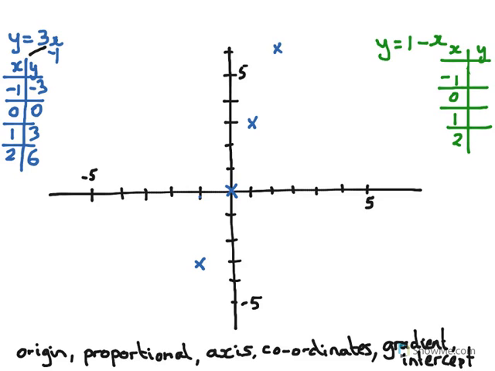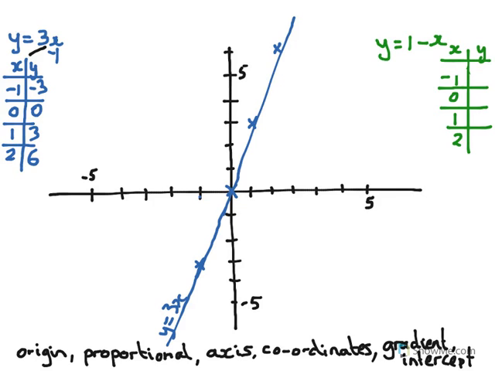So here we have our line representing the equation y equals 3x. And we can join those points together. It's always smart to label your graph: y equals 3x.